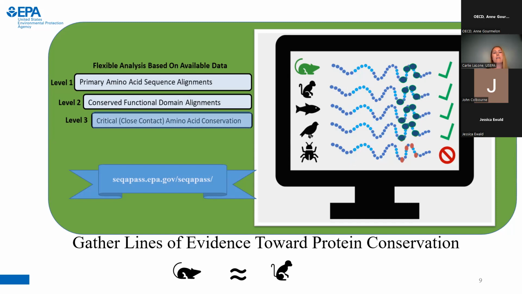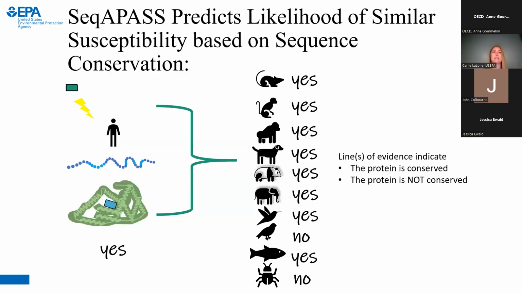And then when we have knowledge of how specifically a chemical interacts with a protein, so maybe from X-ray crystallography knowledge or from site-directed mutagenesis studies, or even from mutations that occur naturally in the environment making certain species less susceptible, say, to a particular pesticide, we can utilize that knowledge to look at those changes in amino acids across species, all along gathering lines of evidence towards protein conservation. And I won't have time to get into this today, but we are moving more towards structural evaluations and looking at how we can utilize protein structures for comparisons as well.